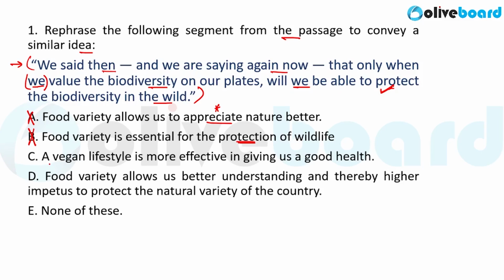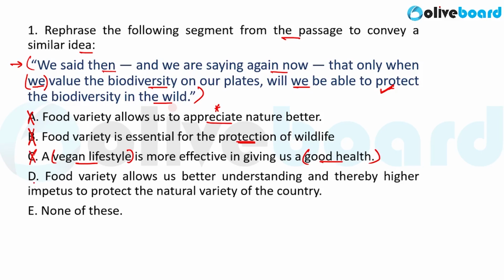Now, moving on to option C. Option C says a vegan lifestyle is more effective in giving us good health. So, vegan lifestyle and good health are not mentioned in the original sentence. These two topics are not talked about in the original sentence. Hence, option C can be negated.